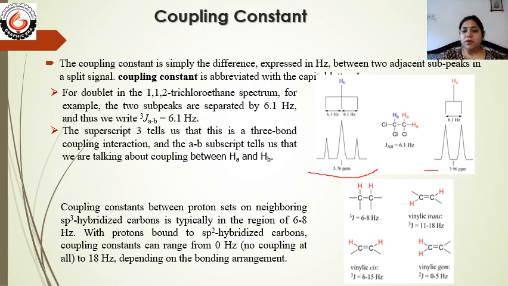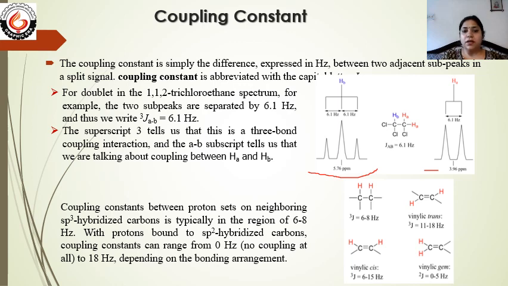Coupling constant between protons on neighboring sp3 hybridized carbons is typically in the region of 6 to 8 Hz. With protons bound to sp2 hybridized carbons, the coupling constant can range from 0 Hz, that means there is no coupling at all, to 18 Hz, depending upon the bonding arrangement. So coupling constant can vary according to the hybridization type.